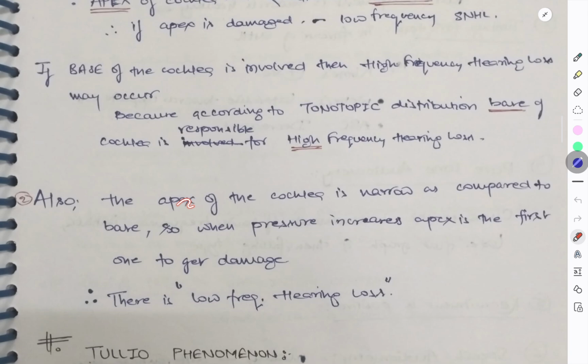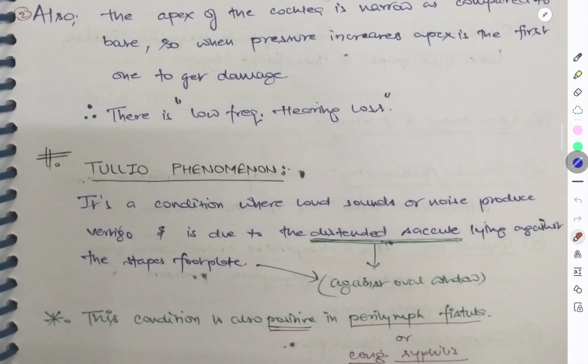Also, as I've told you, the apex of the cochlea is narrow as compared to the base, so when pressure increases, the apex is the first one to get damaged, therefore there will be low frequency hearing loss. So draw this diagram showing more area in the base and small area in the apex. So this was about why there is low frequency hearing loss.